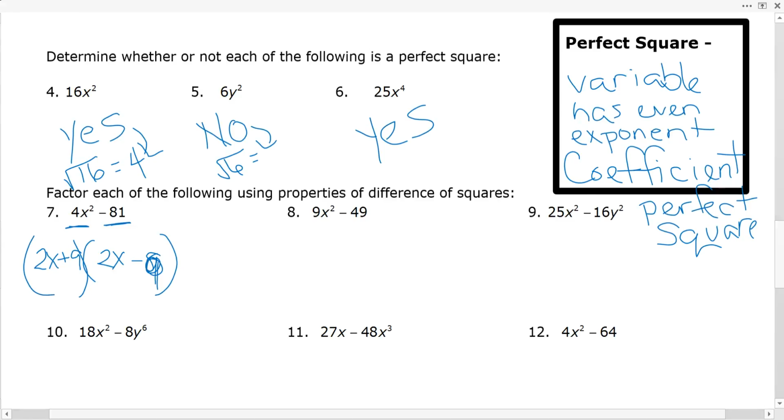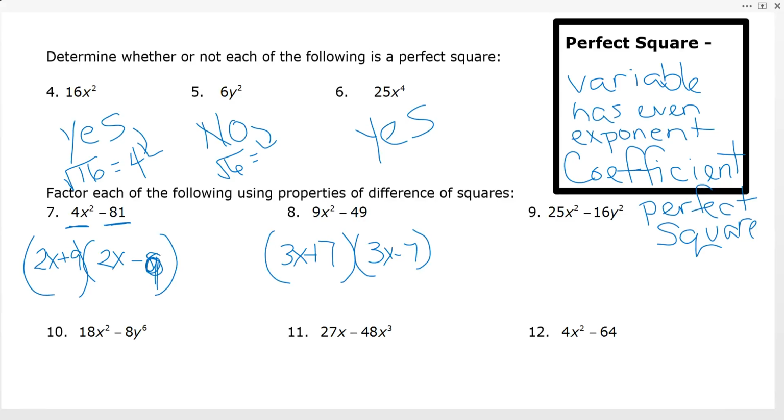For number 8, the square root of 9x squared is going to be 3x. And 3x, square root of 49 is 7. So I have plus 7 minus 7. So when you have perfect squares, and you should know most of your perfect squares: 1, 4, 9, 16, 25, 36, 49, all those, 64, 81.